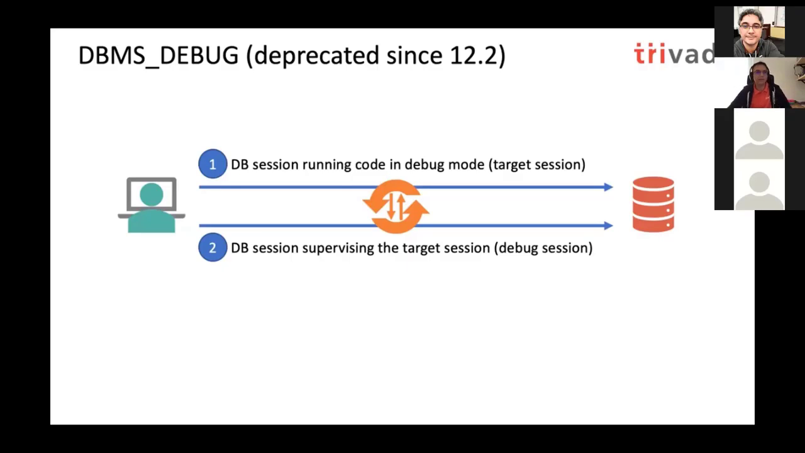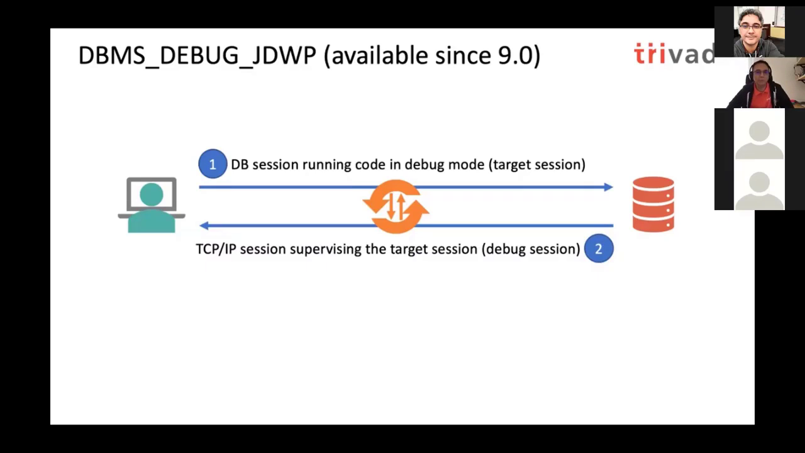So let's look at the other option, that's DBMS debug JDWP. That stands for Java Debug Wire Protocol. It's really based on Java. It's a Java protocol, and it's available since a long time. So this works completely different. Not completely, but really different. So the first step is identical.